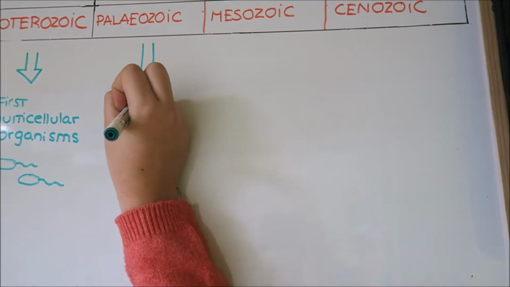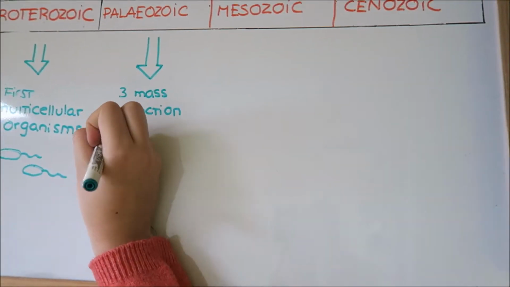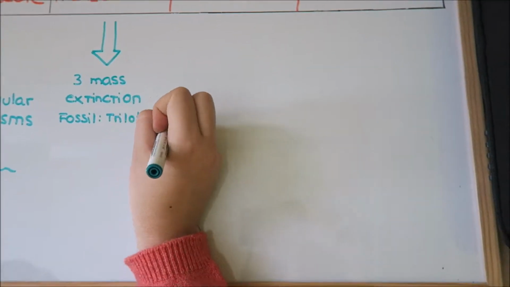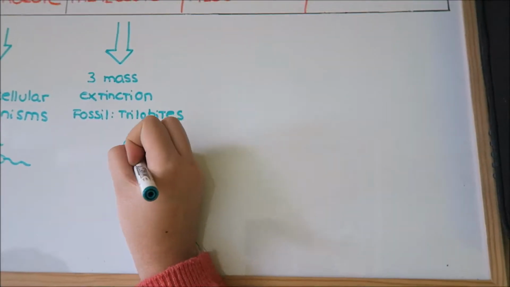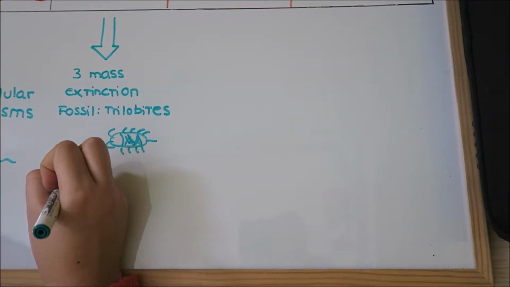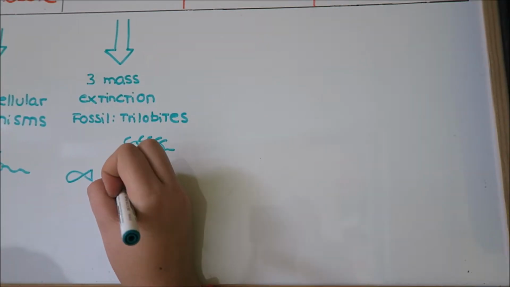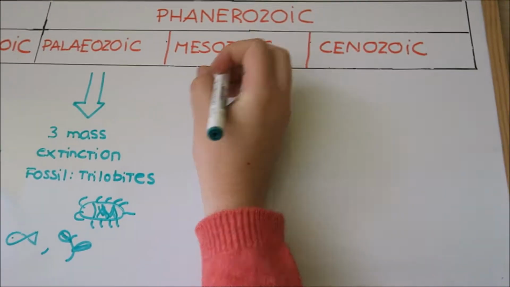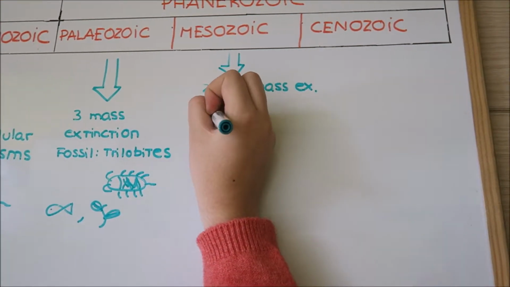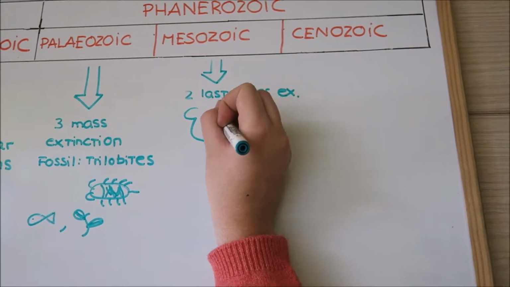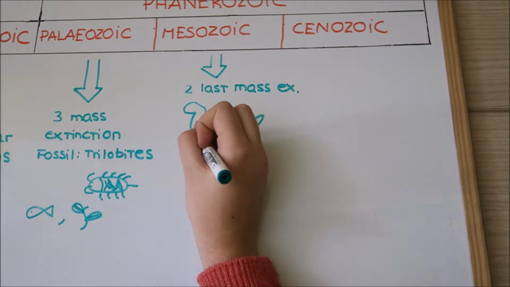In the second stage, the eon named Phanerozoic, we have a huge explosion of life, but also the most important extinctions. In the first era, the Paleozoic, we have the appearance of plants, fish, and amphibians. The first three mass extinctions took place here. The guide fossils of that age are the trilobites.